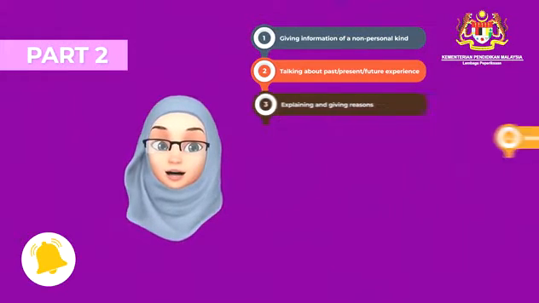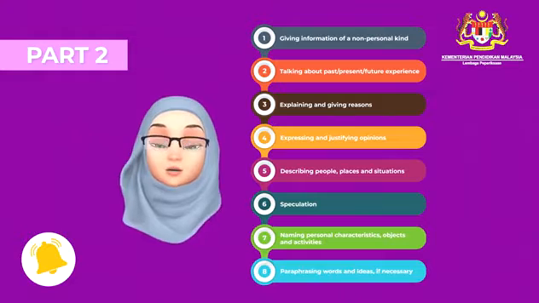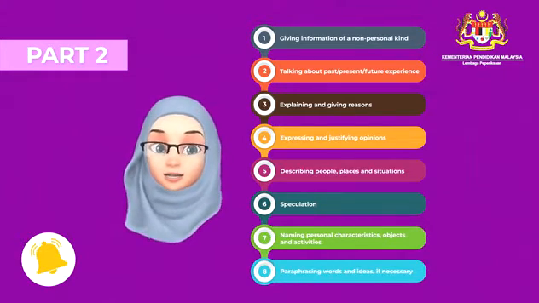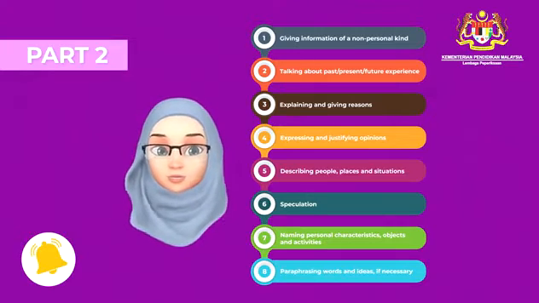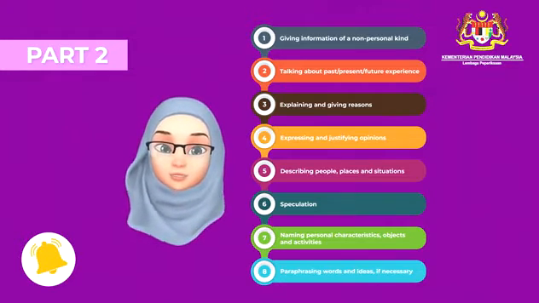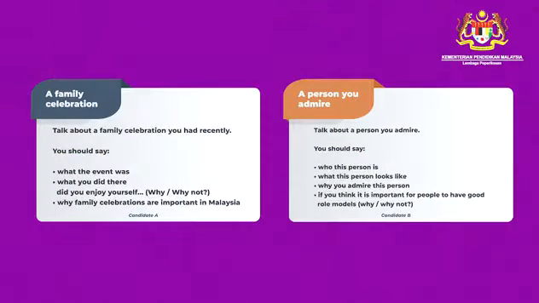Now, let's look at part 2. Part 2 requires you to talk on your own for 1 to 2 minutes on a particular topic based on written input in the form of a general instruction and content-focused prompts. You have some time to prepare before beginning speaking. This part of the test lasts for 3 to 4 minutes for both candidates. Here is part 2 sample question.